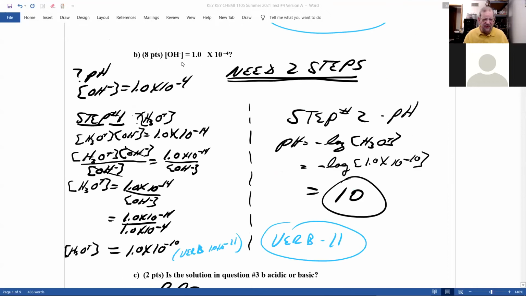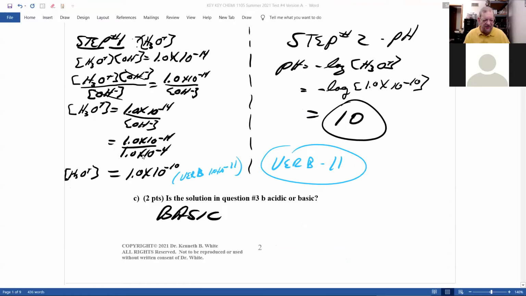Now, in part B, if the hydroxyl ion is 1.0 times 10 to the minus fourth, what is the pH of that solution? We need 2 steps. You're trying to find pH, you're given hydroxide concentration. Step 1, you solve and find out hydronium ion concentration. Use KW, yay, that's me. Not really, but I like to think that. Hydronium times hydroxide equal 1.0 times 10 to the minus 14. You solve for hydronium, divide each side by hydroxide. You get this, put in the numbers, and that's 1.0 times 10 to the minus 10. For version B, it's 1.0 times 10 to the minus 11.